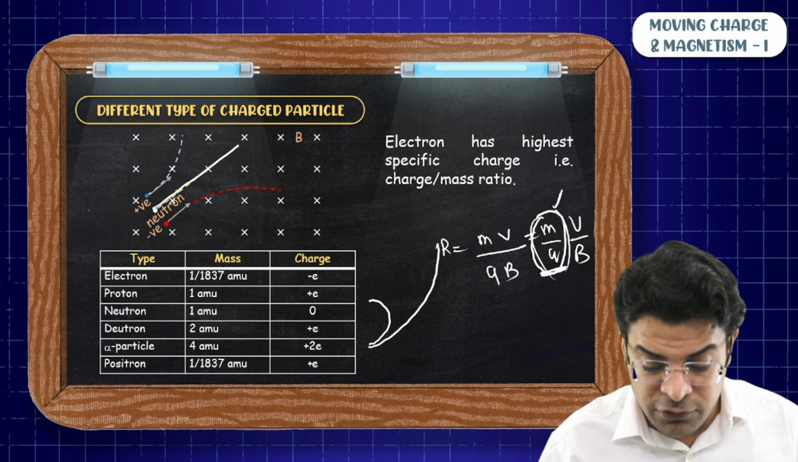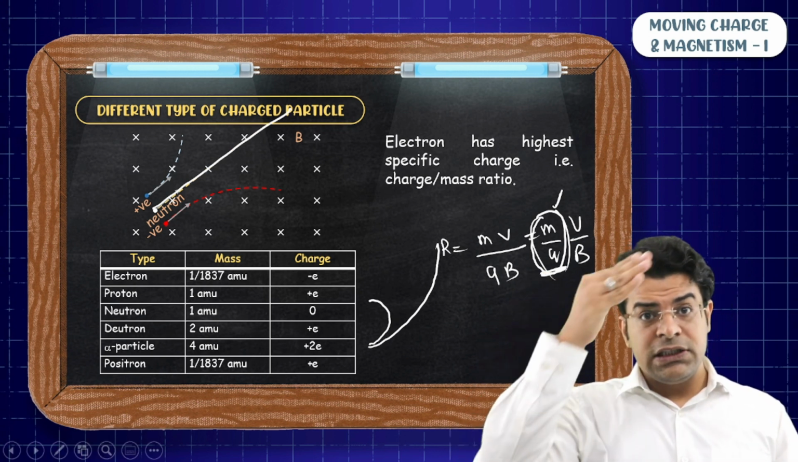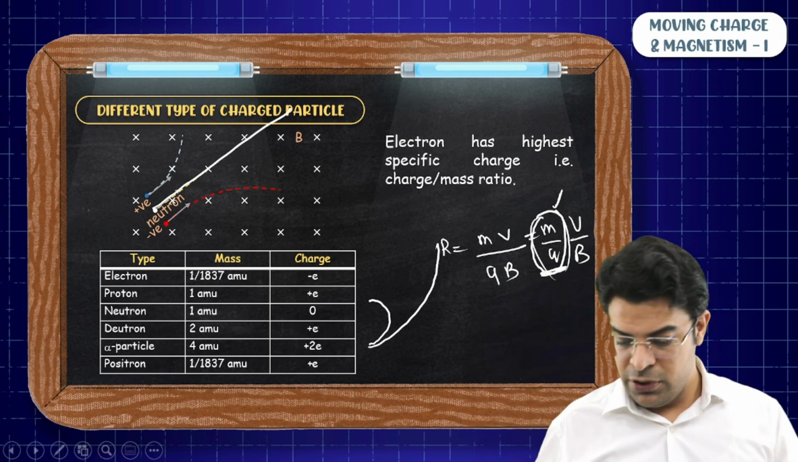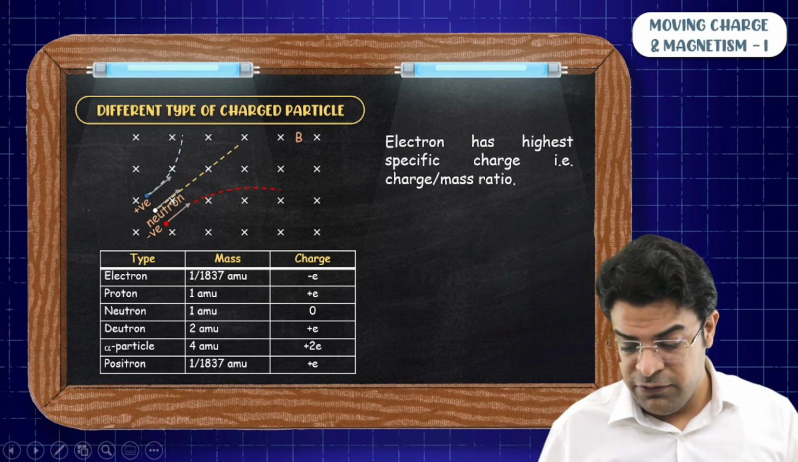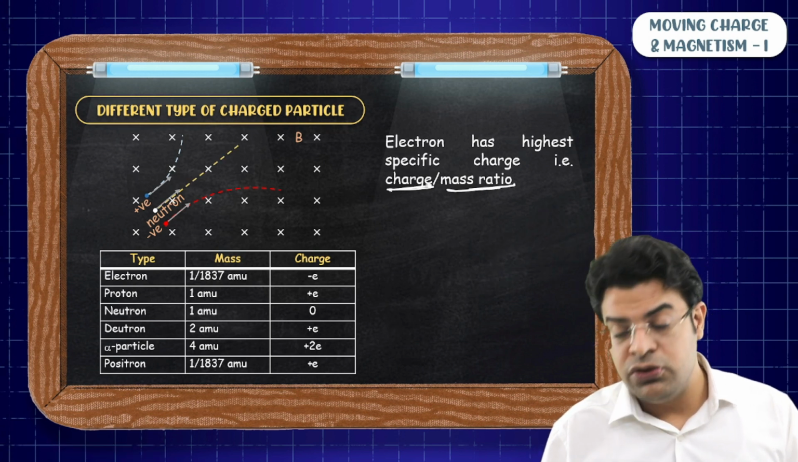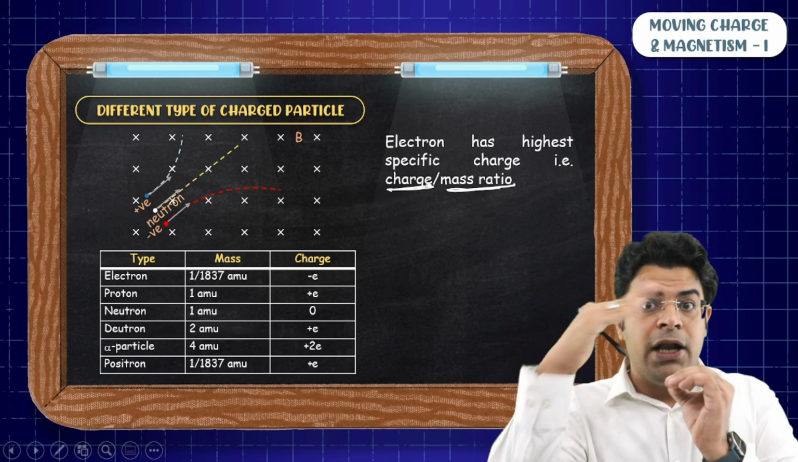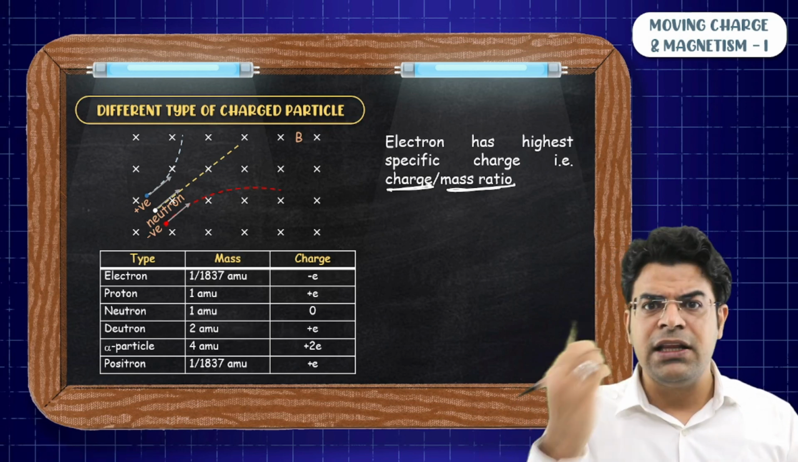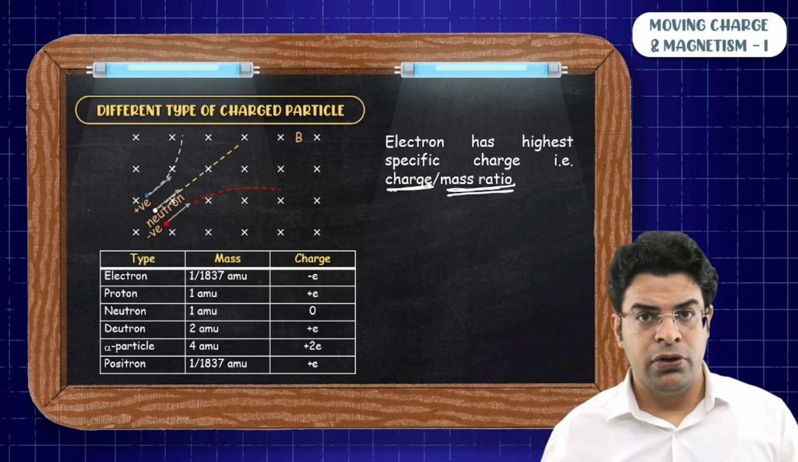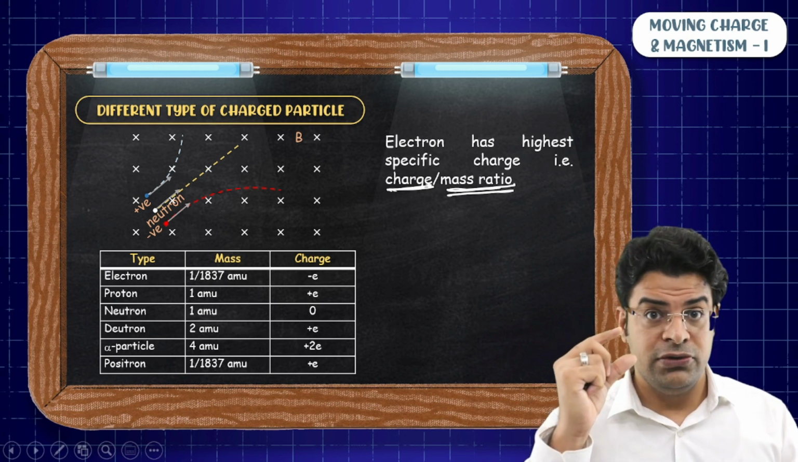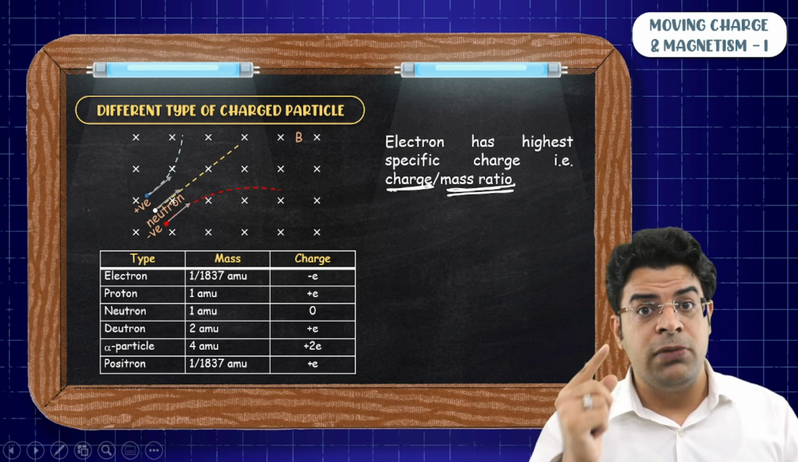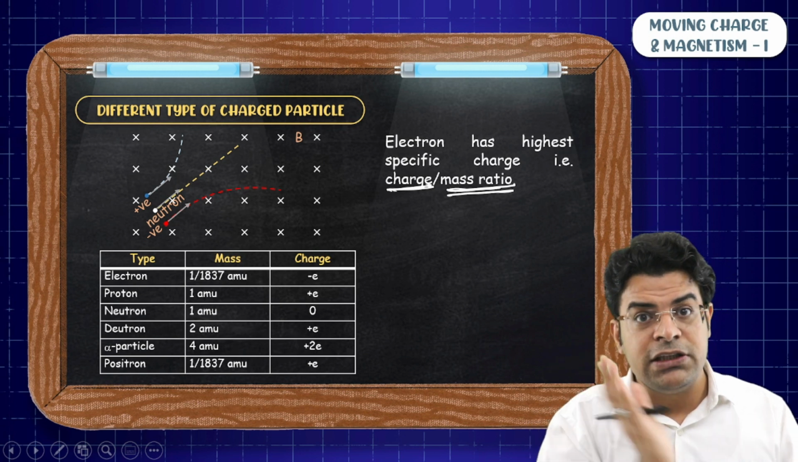Neutron has got infinite radius, that's why it's a straight line. So a charged particle which has got more charge to mass ratio will have lower radius, it will bend more, it will curve more. The greater the value of charge to mass ratio, the smaller will be the radius and the more the charged particle will curve.